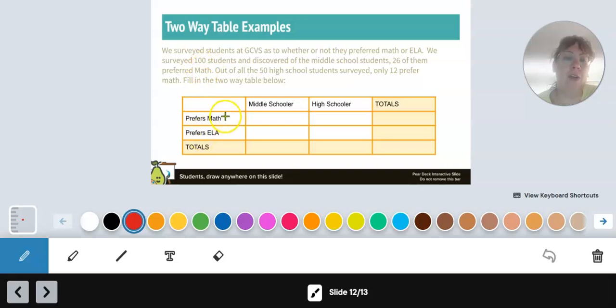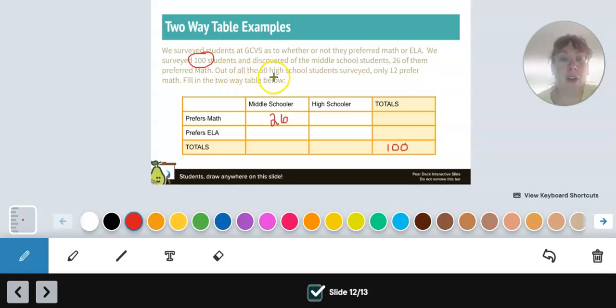Our two categories were, do they like math or English? And then are they in middle school or high school? So it does say that 100 students were surveyed. So that's our big total going down here. Of the middle school students, 26 of them preferred math. So here's all our middle schoolers. 26 preferred math.